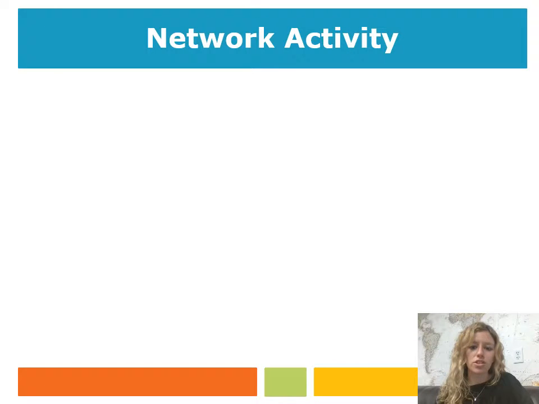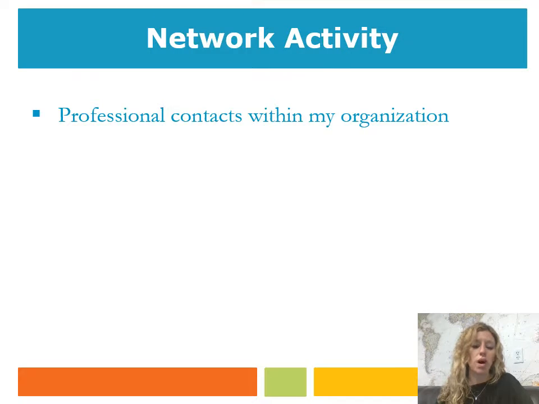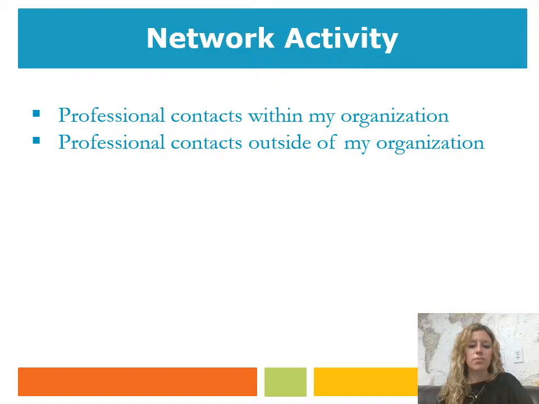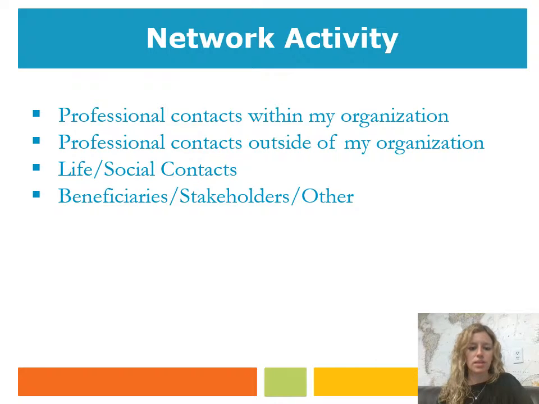So on your worksheet, you will see 4 categories of contacts in network mapping. These 4 categories are: 1, professional contacts within your organization; 2, professional contacts outside of your organization; 3, life or social contacts; and 4, beneficiaries or stakeholders or other. I'll go through these 4 with you right now. So the first one is professional contacts within your organization.